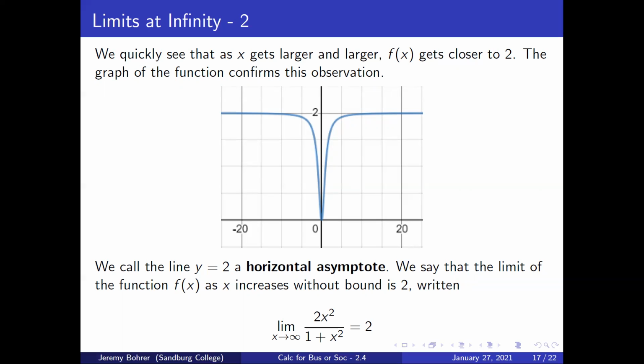The graph of the function confirms this observation. We call the line y equals 2 a horizontal asymptote. We say that the limit of the function f of x as x increases without bound is 2. Written, the limit as x approaches infinity of 2x squared divided by 1 plus x squared equals 2.